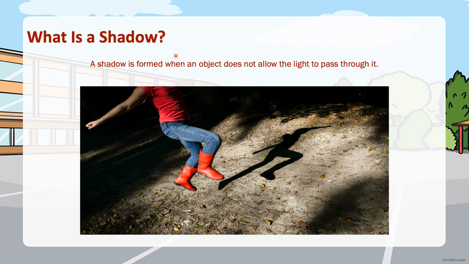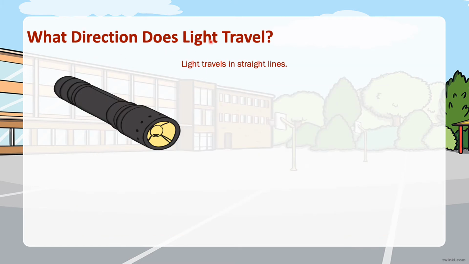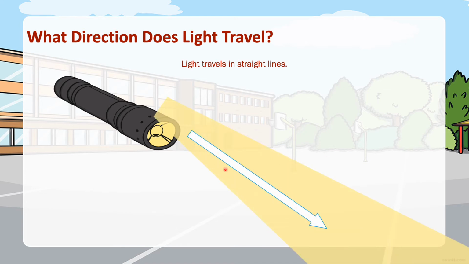What is a shadow? A shadow is formed when an object does not allow the light to pass through it. You can see the shadow of the boy jumping on the ground. The boy is blocking the light that is coming from the source of light, so the shadow or dark spot is being made on the ground. What direction does light travel? We must know that light travels in straight lines. So it goes in a straight line.